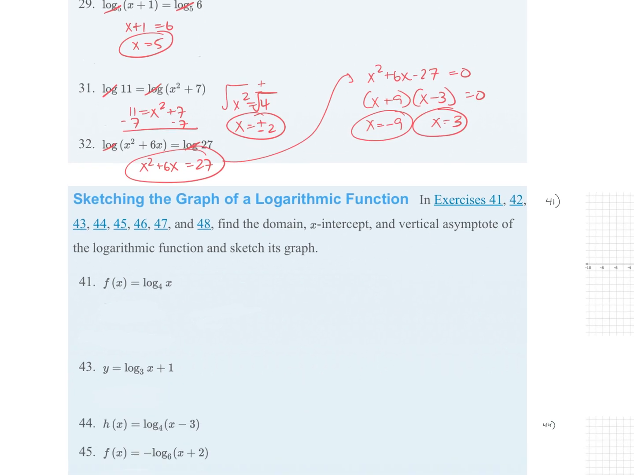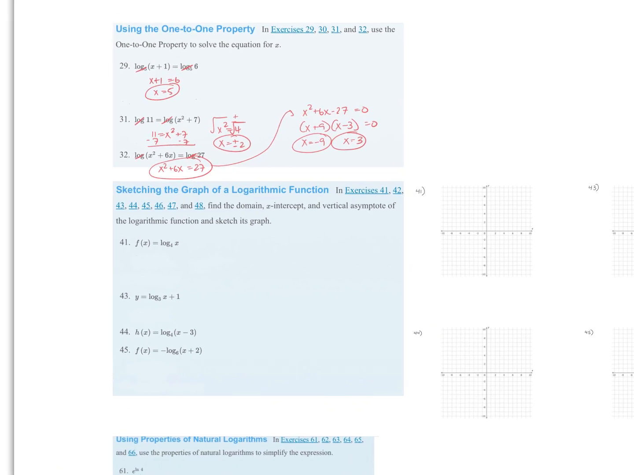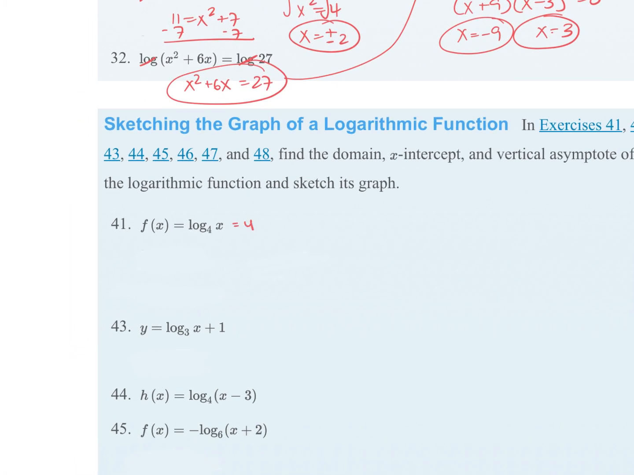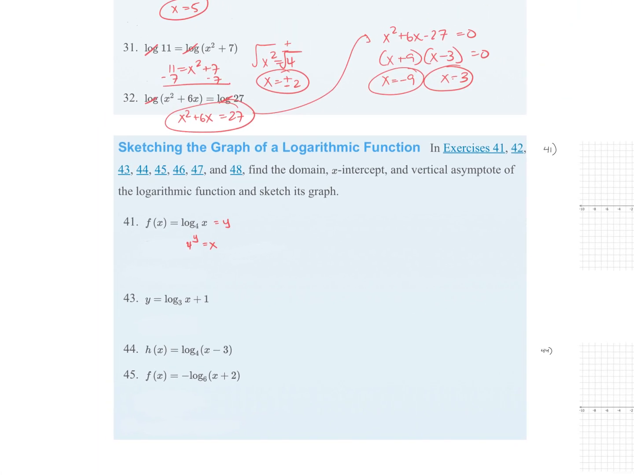Then we keep going, and then again, they want me to sketch a graph of a logarithmic function. And so, again, for all of these, you're going to graph the basic function with this base. You kind of make it equal to y, and you say, okay, 4 to the y power equals x, and you're going to graph that. And then if there's a shift, you'll do that. So let me graph the basic 4 of y, right? We talked about this in class.